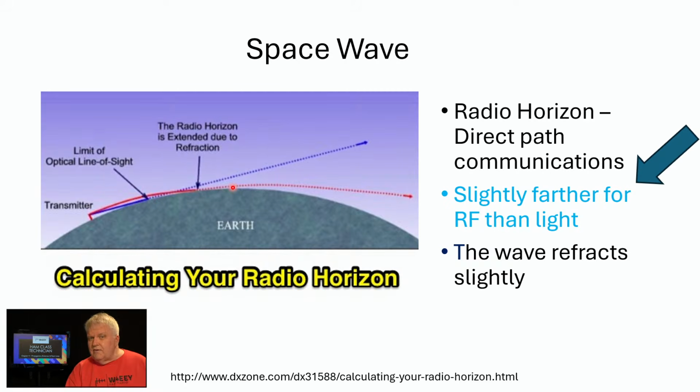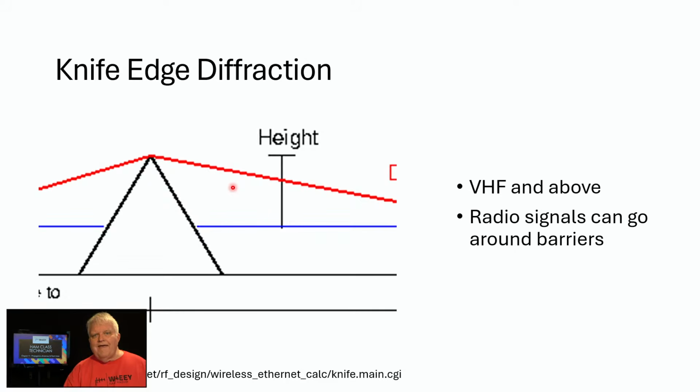You've got an obstruction? Does it have a sharp edge? There's something called knife edge diffraction. If you can direct your radio signal toward a sharp point, the radio waves can be refracted around that, and you can get signals around barriers. So that's one mode of propagation.